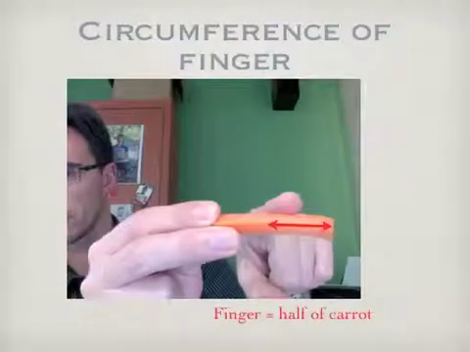The first object that I had to measure was the circumference of my finger. What I did for that was I started with my finger at the end of the carrot, and I rolled my finger along the carrot and found out that the circumference of my finger was about the same as half of the carrot, or about 3 centimeters in circumference.